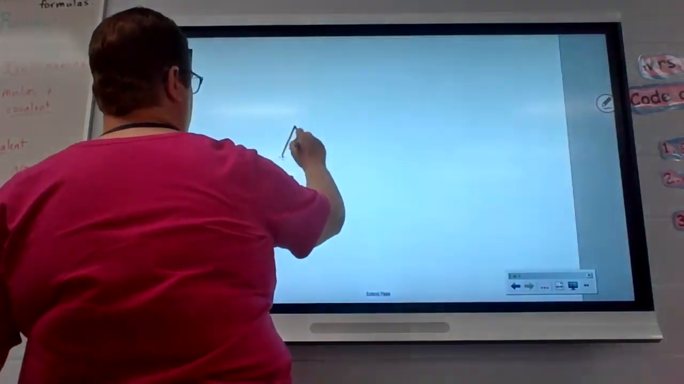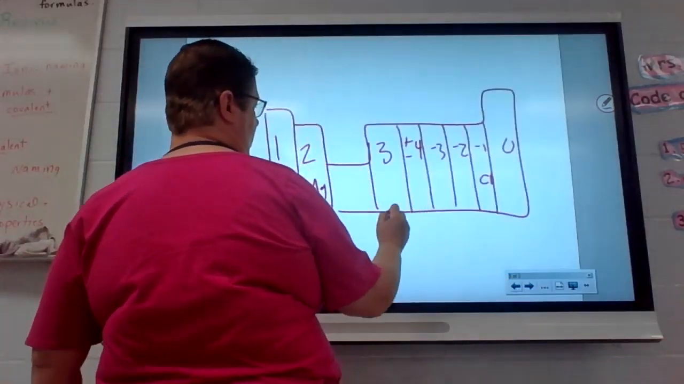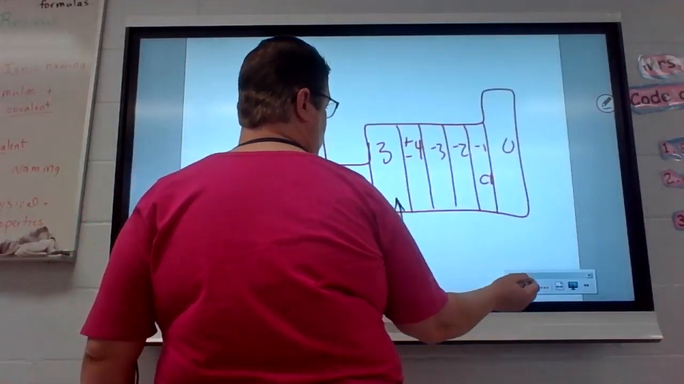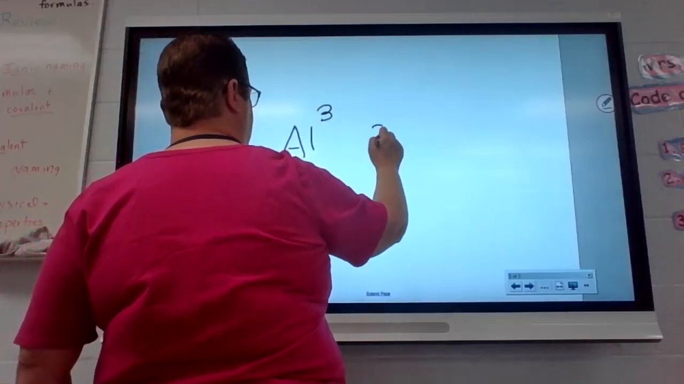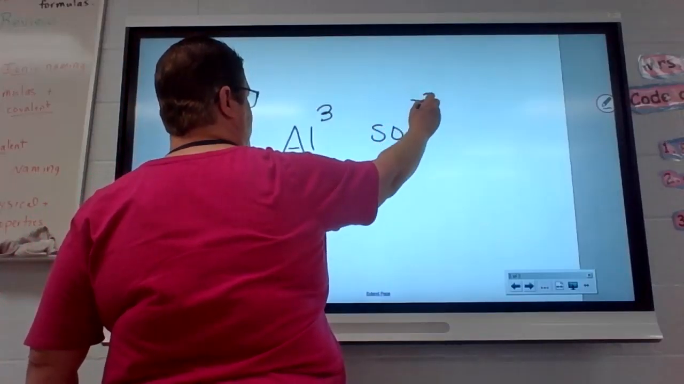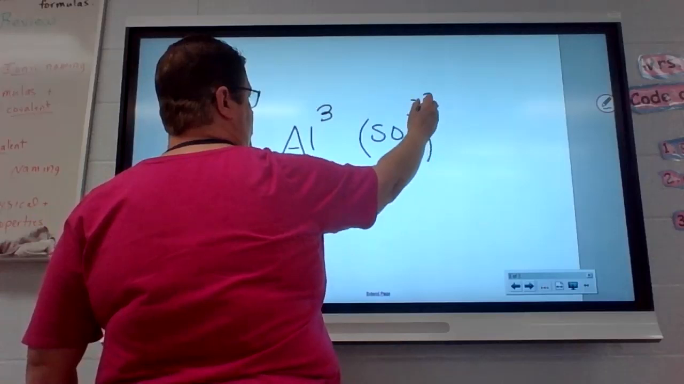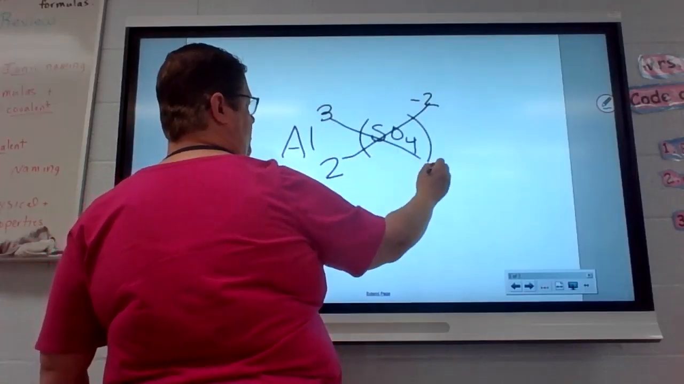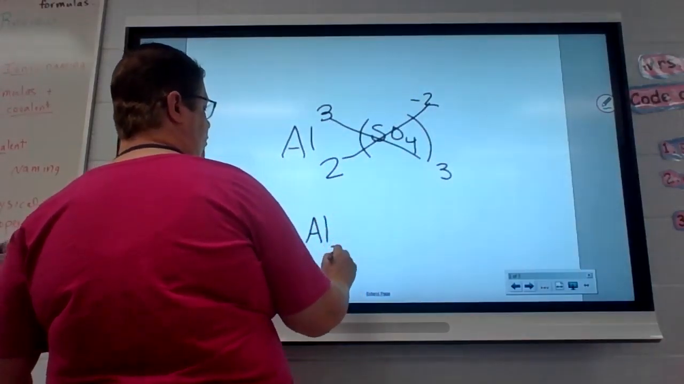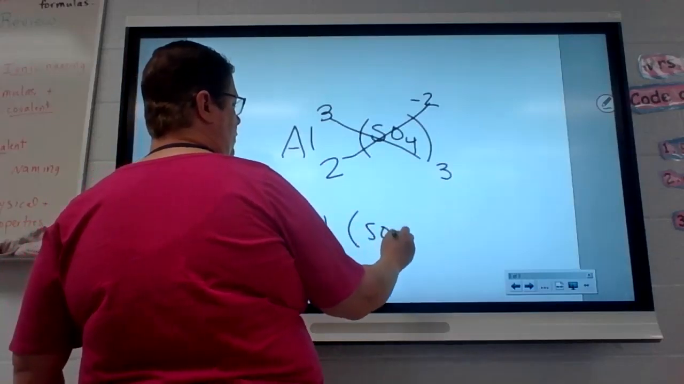All right, so Al is in group 13 right here. So it's plus 3. Sulfate is SO4, that has a -2. So parentheses, the 2 comes over here, the 3 comes over there. So Al2(SO4)3, you have 3.